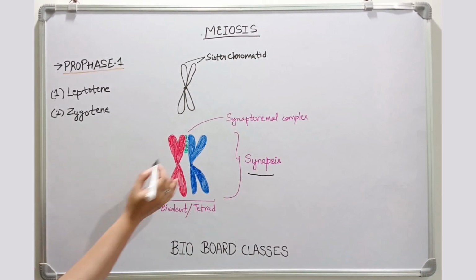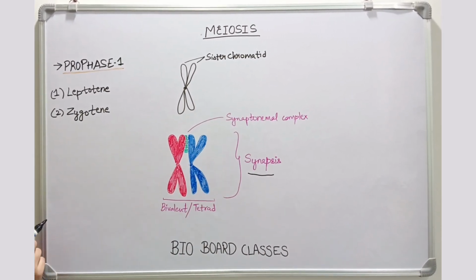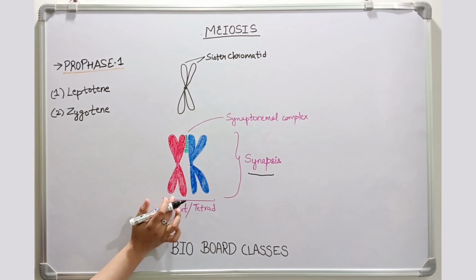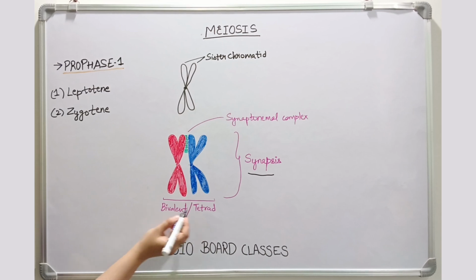A structure called the synaptonemal complex is formed between them. The complex formed by a pair of synapsed homologous chromosomes is known as a bivalent because there are two homologous chromosomes, or a tetrad because there are 4 sister chromatids.